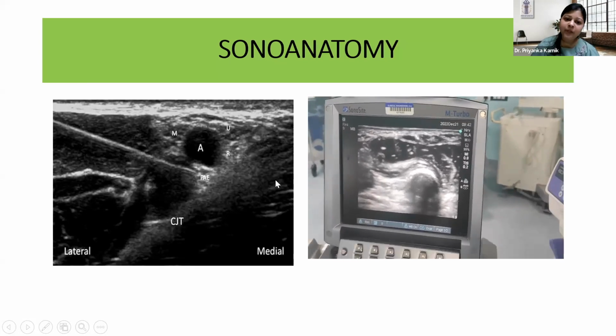You may not always be able to visualize the nerves, but even if you can visualize the vessels and deposit around it, it will give you a good analgesia.